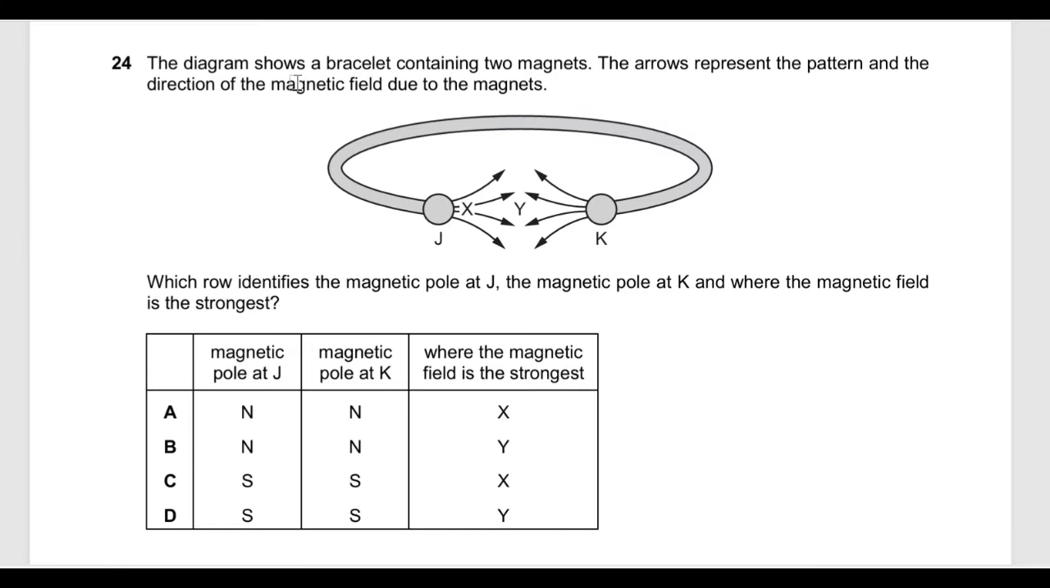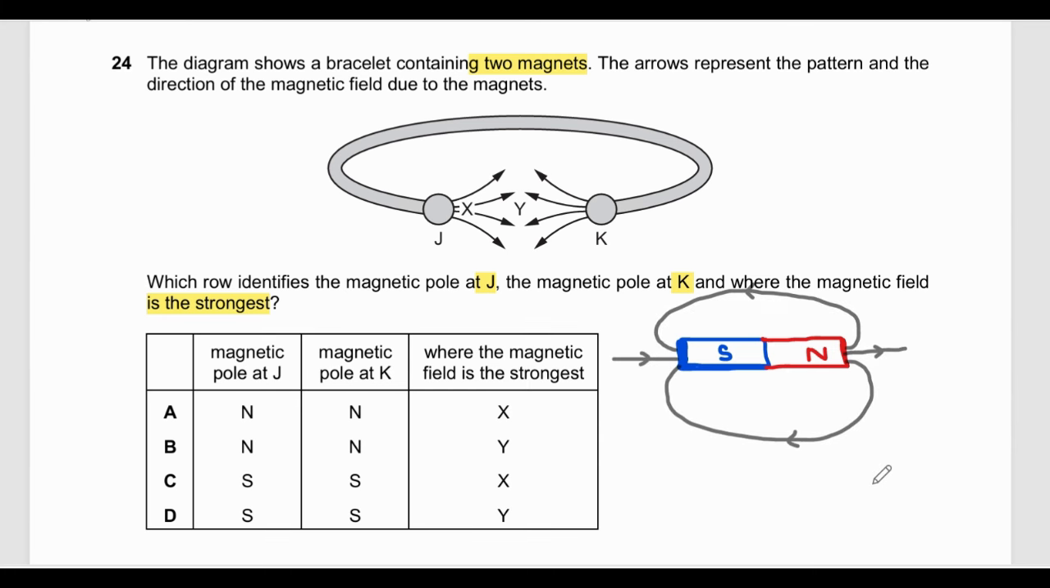Question 24 says the diagram shows a bracelet containing two magnets. The arrows represent the pattern and the direction of the magnetic field due to the magnets. Which row identifies the magnetic pole at J and the magnetic pole at K and where the magnetic field is strongest? If we see a bar magnet, its magnetic field is like this. The magnetic field lines exit from the North Pole and they enter the South Pole of the magnet. And the magnetic field is strongest where the magnetic field lines are closest and it's near the poles.